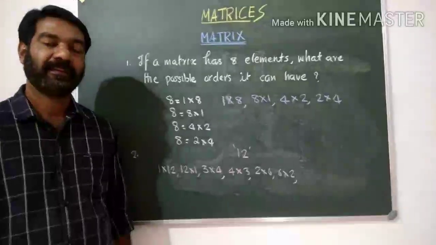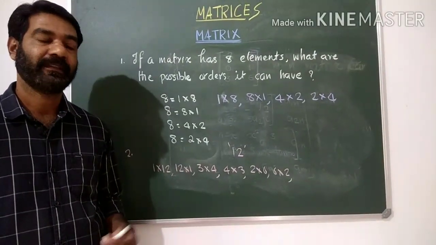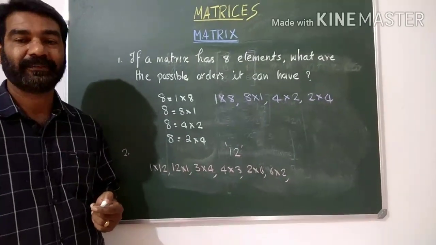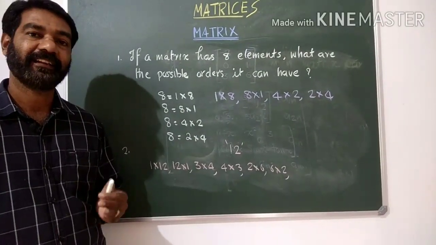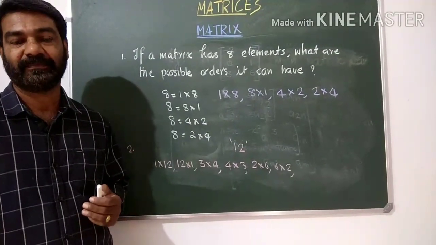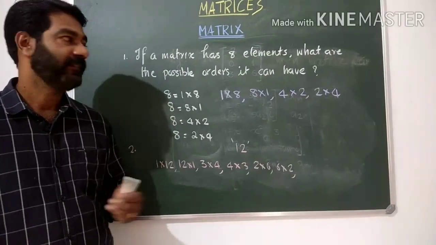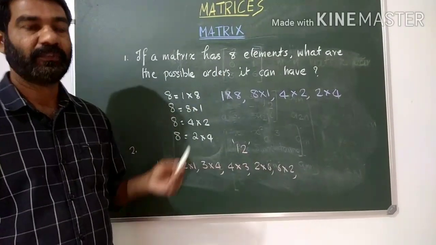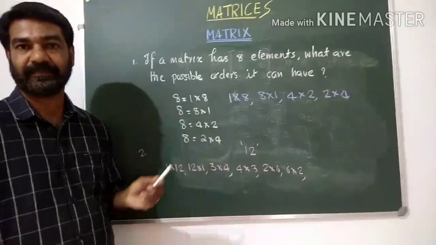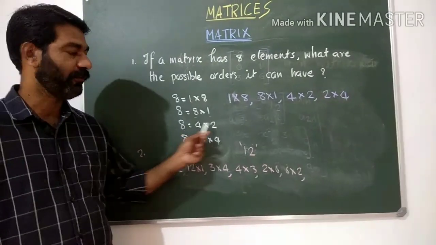Now, we can discuss some problems. See, first problem. If a matrix has 8 elements, then what are the different possible orders it can have? See, there are 8 elements total. So we can factorize 8. 8 we can write 1 into 8, or we can write 8 into 1, or we can write 8 is equal to 4 into 2.